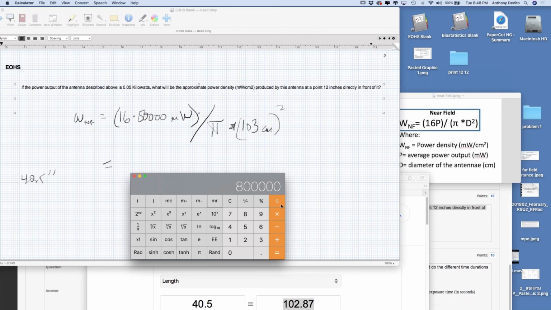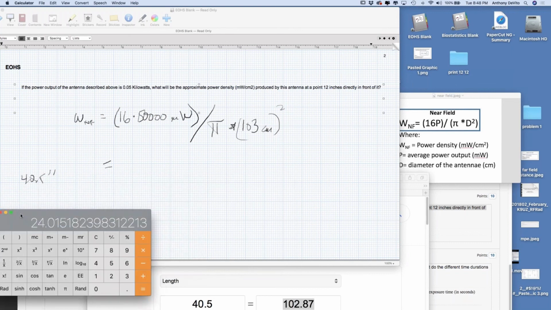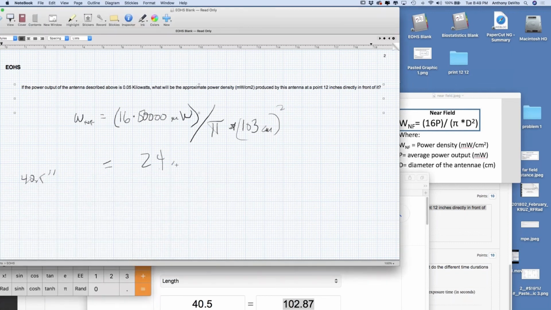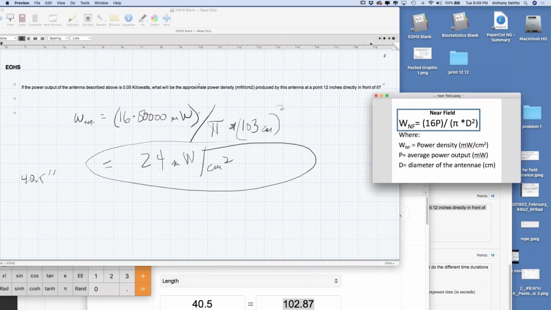I'm going to divide by our denominator, and I wind up with 24 milliwatts per square centimeter as our result for the power density in the near field, very close to this antenna. Okay, how do you guys feel about that?